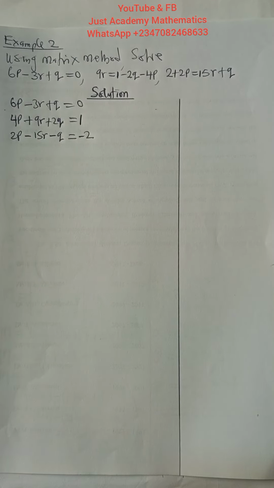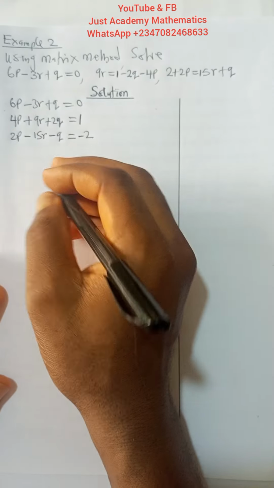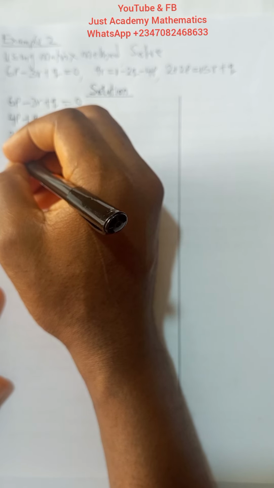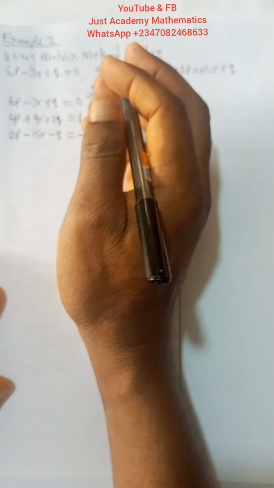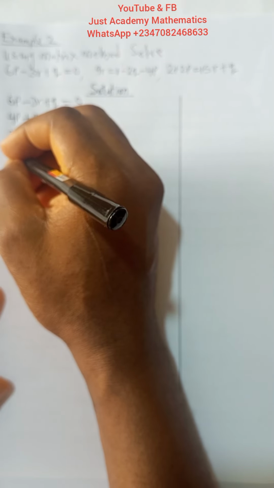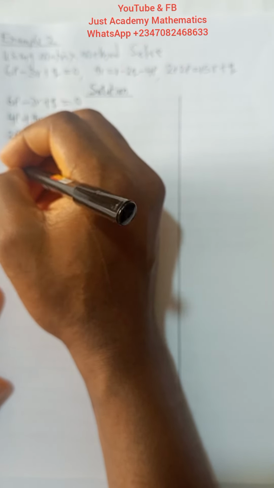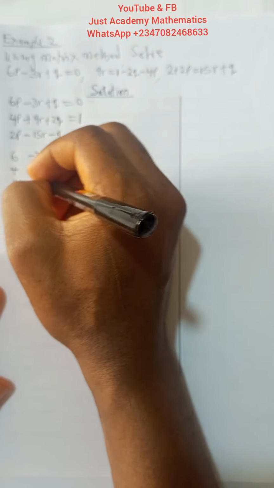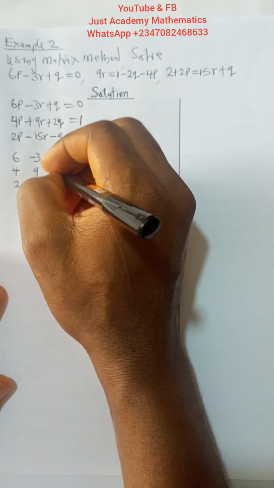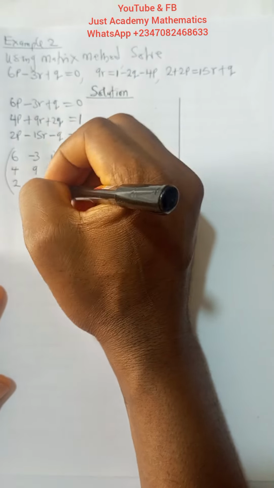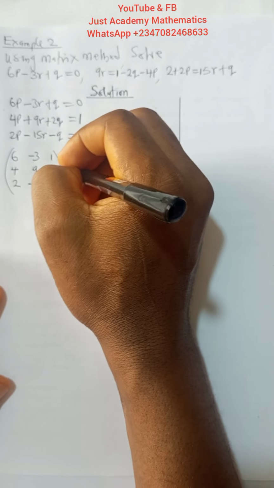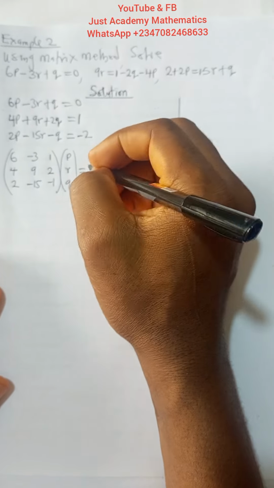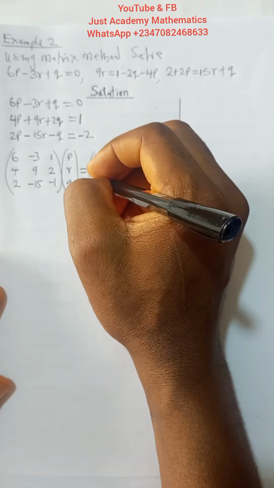So if we now arrange it to the coefficients of the variables, it will give us what? Of course, we know where I'm going now. Because of space, I would rather go straight to it. So this is 6, 4, 2. This is minus 3, 9, minus 15. And this is 1, 2, minus 1. Followed by the column P, Q, R, since that is the arrangement we followed, equals 0, 1, minus 2.